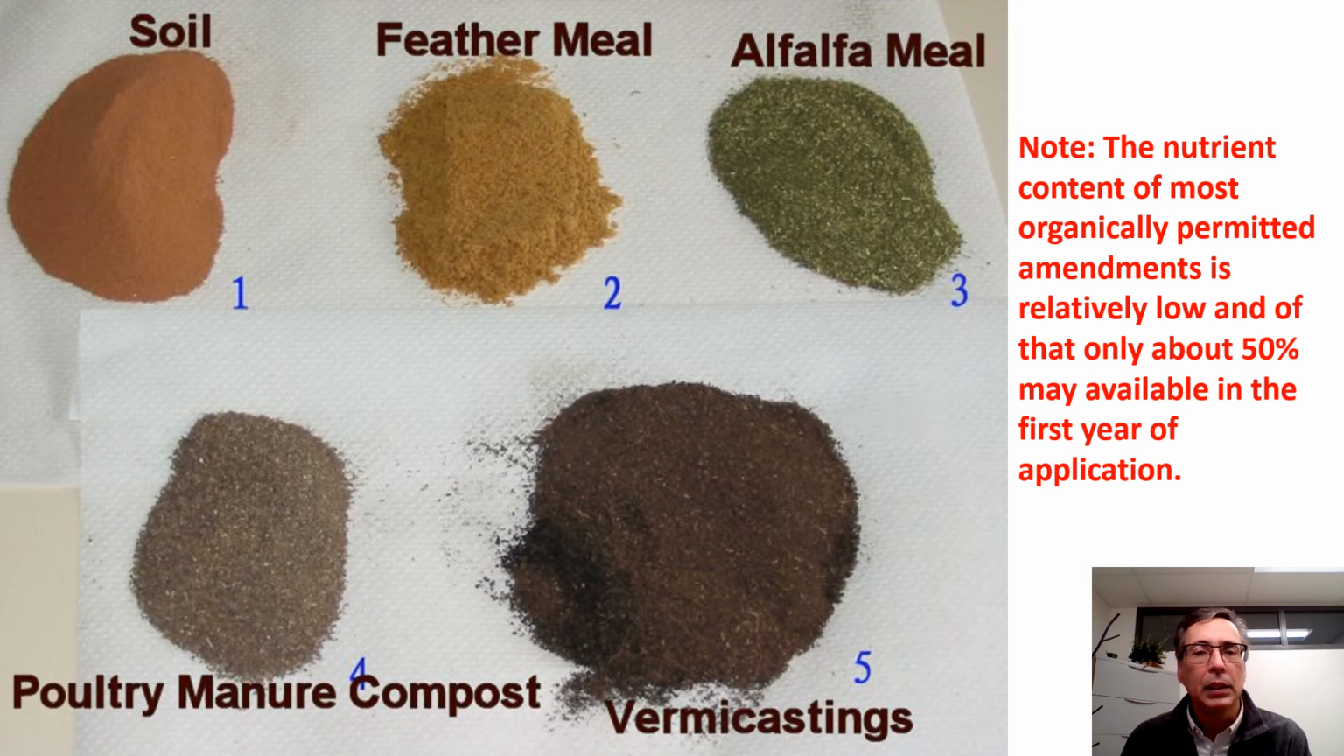Some of these amendments supply nutrients fairly slowly, and perhaps only 50% of the nutrient is available in the first year. Vermicastings have a pretty good flush of nutrients quickly, and then it doesn't last too long. Feather meal has a higher concentration of nutrients, though it's not always easily available. And the poultry manure tends to provide maybe 40 to 50% of the rated nitrogen content in the first year.